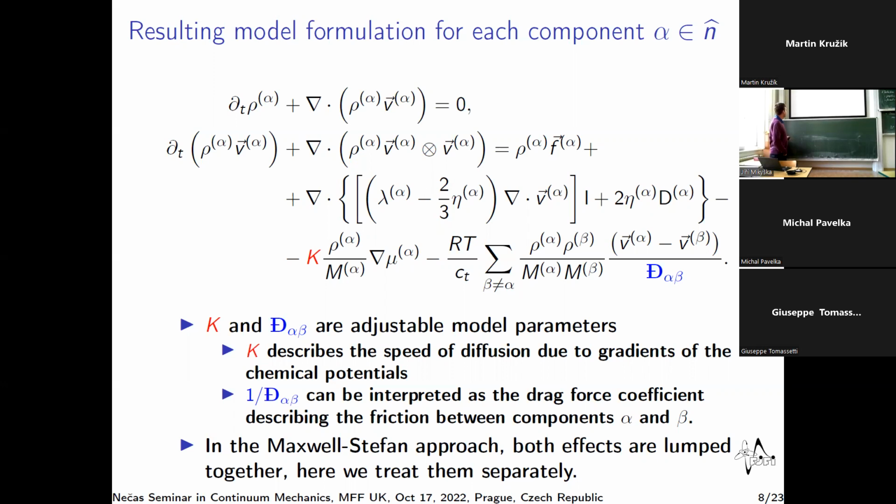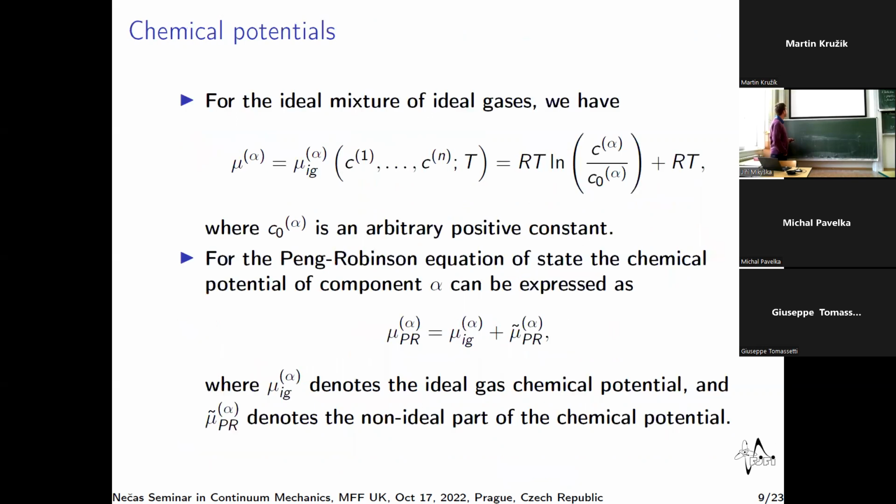So yes, this is exactly what is written here. Now let's come to these closure equations. If we have an ideal mixture of ideal gases, then the chemical potential has this form. Basically, it's just RT log of concentration, maybe normalized with some additive constant. This can be an arbitrary constant.